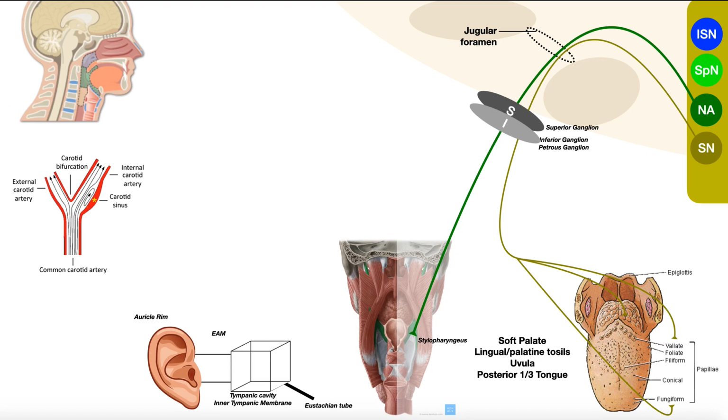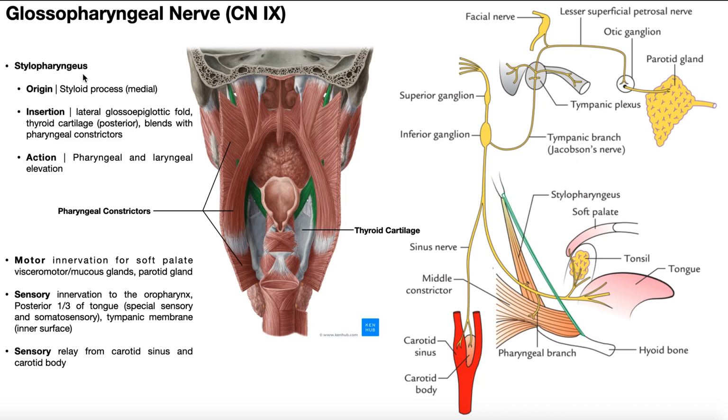Just to take a brief aside here, stylopharyngeus, as you might imagine, its origin is the styloid process, in particular the medial aspect of the styloid process. It has a few insertions: the lateral glossoepiglottic fold, the thyroid cartilage, that is its posterior aspect. Some of them are on the pharynx, like the pharyngeal constrictors, and so when this muscle contracts and pulls these structures up towards the styloid process, that results in elevation of the pharynx and the larynx.